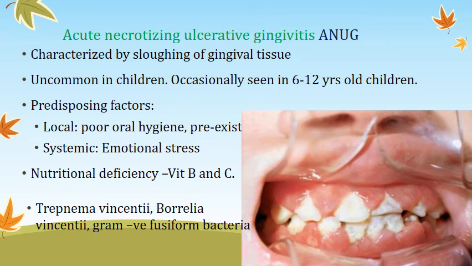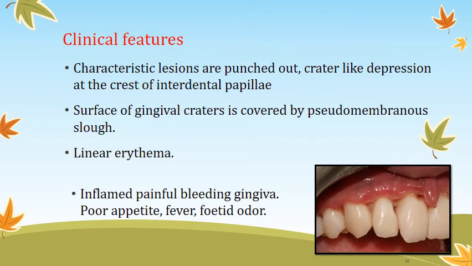Clinically, we can see in the picture. Clinical features. Characteristic lesions are punched out, crater-like depressions at the crest of interdental papilla. Surface of gingival crater is covered by a pseudomembranous slough. When removed, there will be an underlying bleeding. Linear erythema, inflamed painful bleeding gingiva, poor appetite, fever, fetid odor.